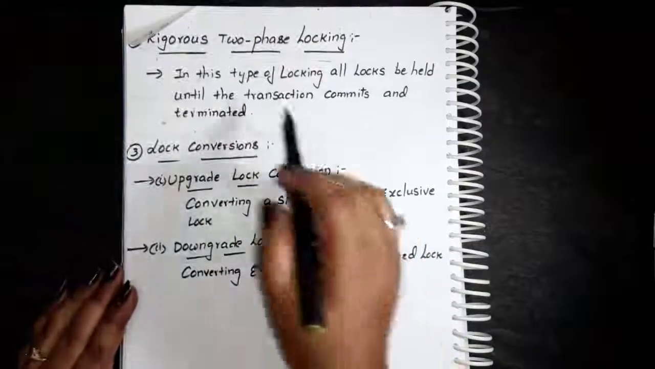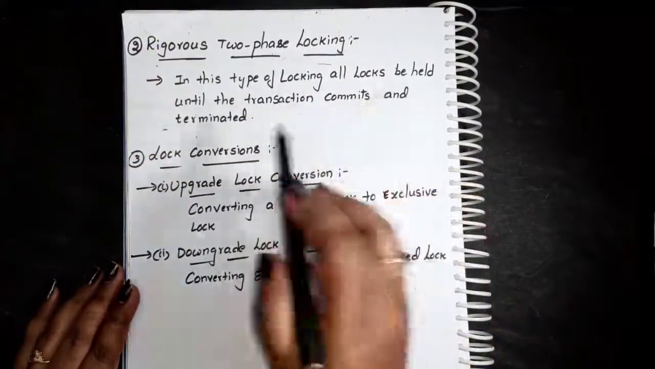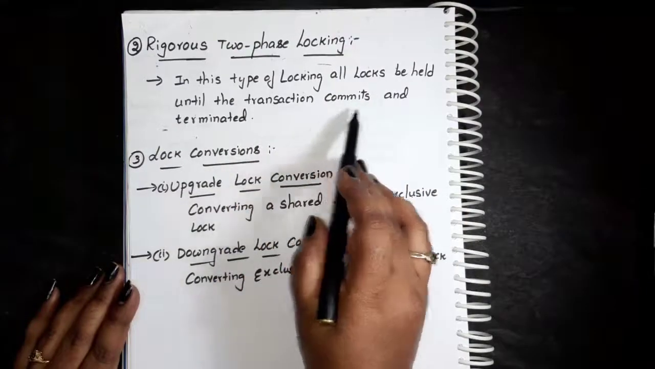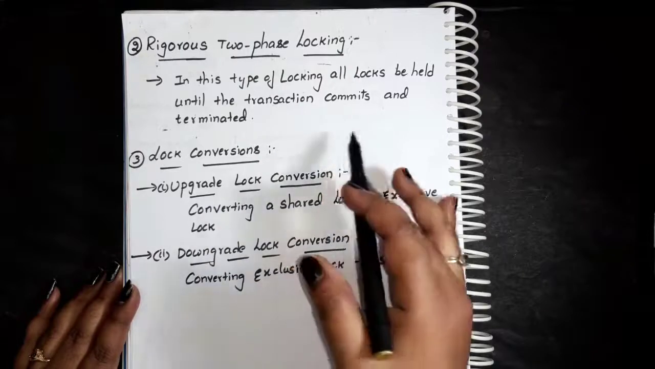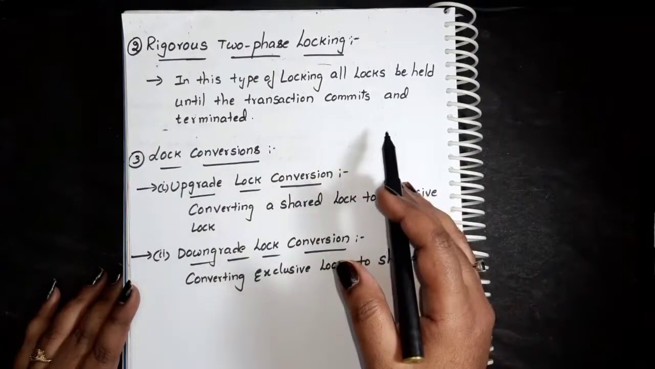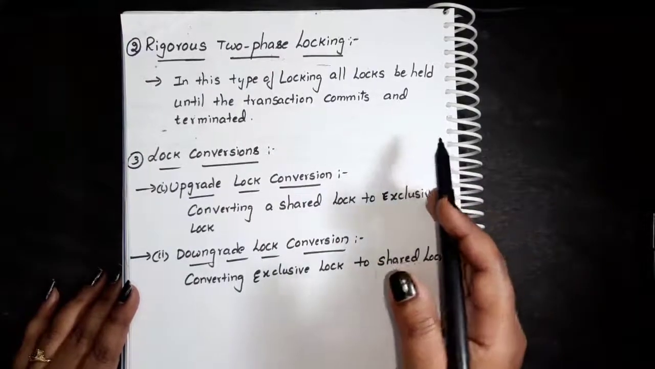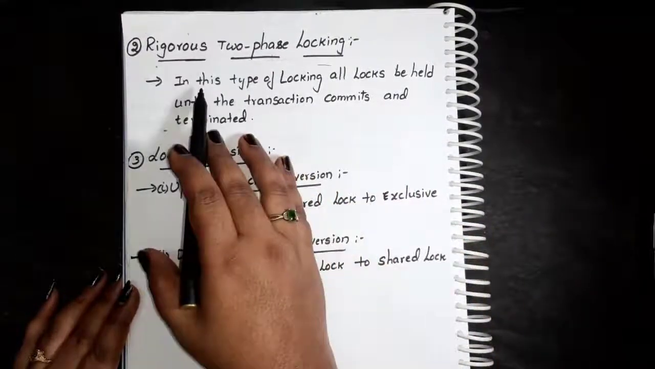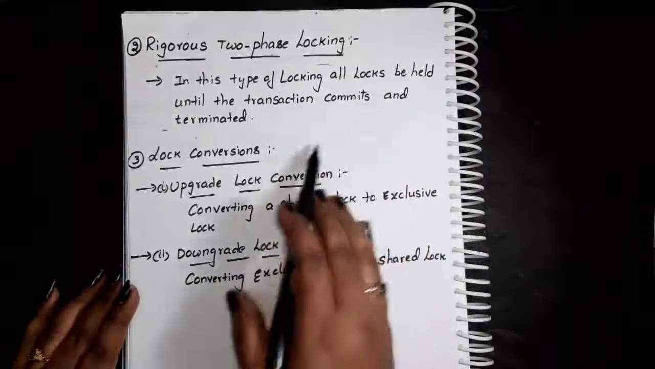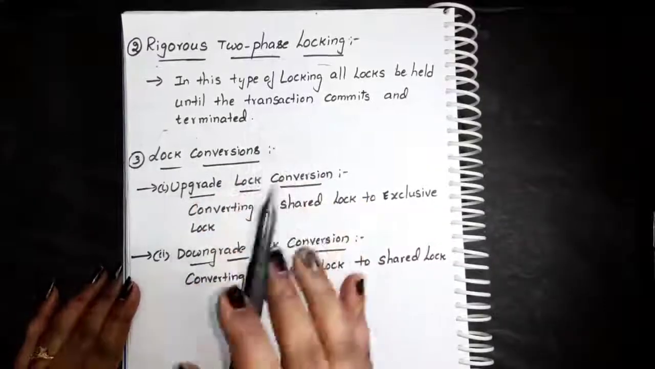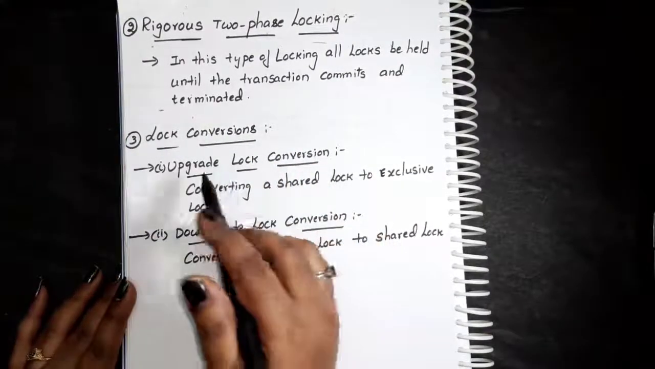So coming to the next one, rigorous two-phase locking. In this type of locking, you can place all the locks until the transaction is completed, and finally the transaction gets terminated. In strict two-phase locking, you hold the locks until the transaction is committed, and it is called a deadlock free protocol. Similarly, in rigorous two-phase locking you can place the locks and finally the transaction gets terminated.